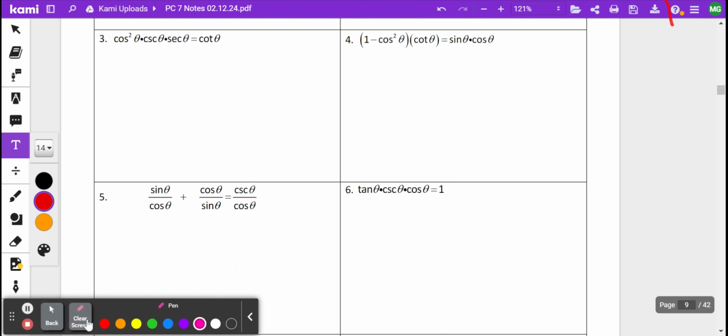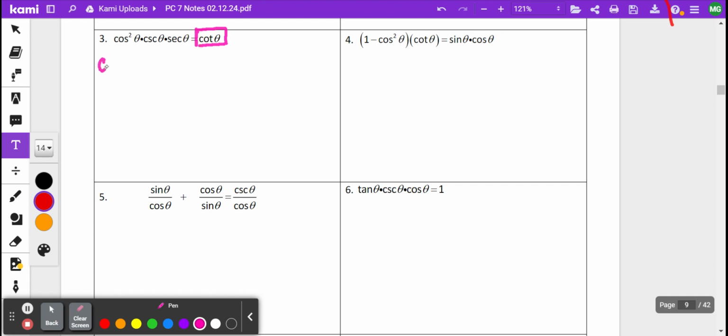Okay, so let's look at number 3. And again, you think to yourself, which side has more movement? I think this side does not, so I will keep that side as it is. Now, one of the strategies, and I didn't write it at the top, is sometimes we can get everything into terms of sine and cosine, and it will simplify itself.